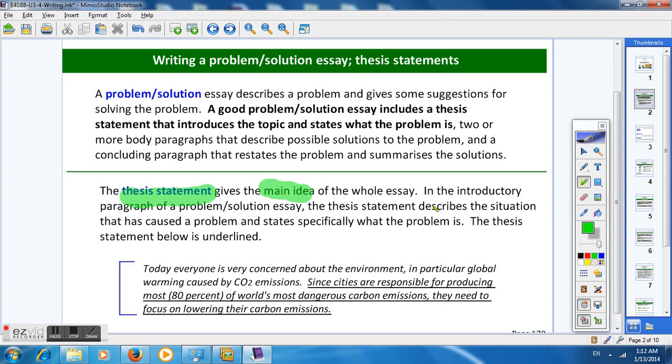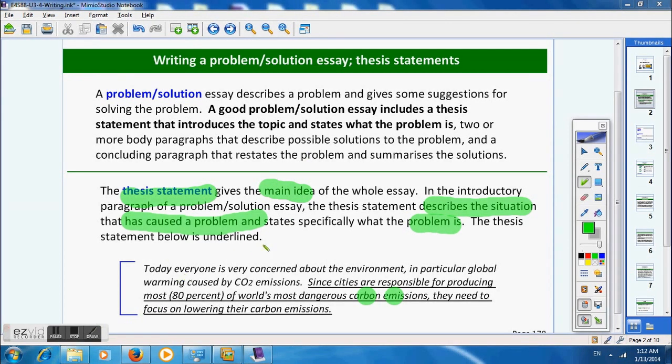So again, it says the thesis statement gives the main idea of the whole essay. So this one describes the situation that has caused a problem and states what the problem is. So what is the problem here? Okay, the problem is carbon emissions. And what causes the problem? Okay, the cause is what? Cities.